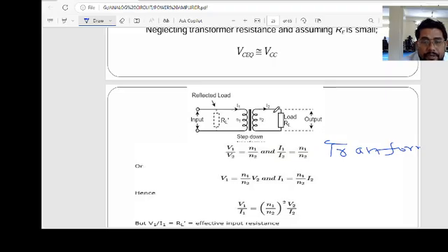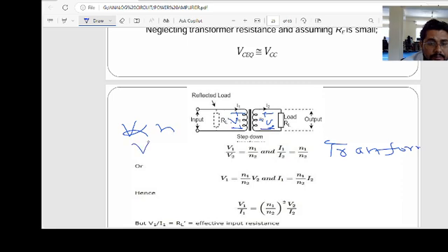This is the input voltage V1, the voltage across the primary turns, and V2 is the secondary voltage. So the primary voltage divided by the secondary voltage is directly proportional to the primary turns N1 divided by the secondary turns N2. Here the primary turns are N1 and the secondary turns are N2. So we can see that the voltage is directly proportional to the number of turns N.